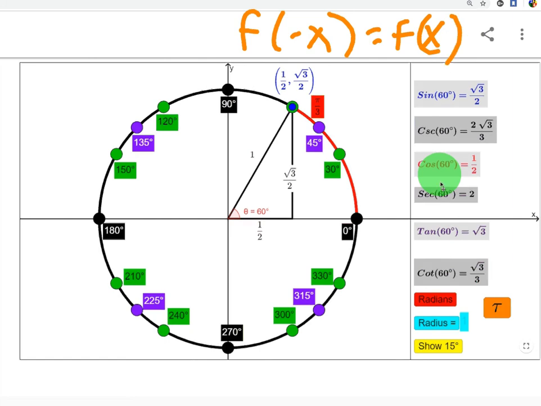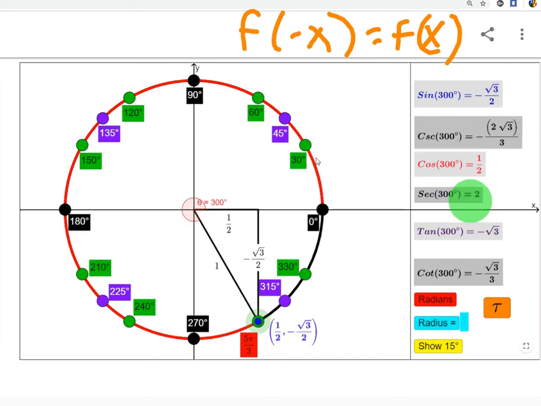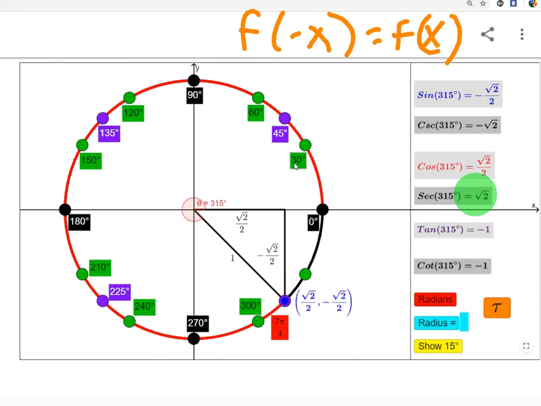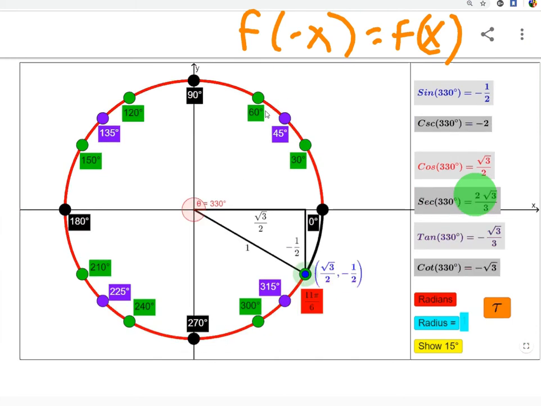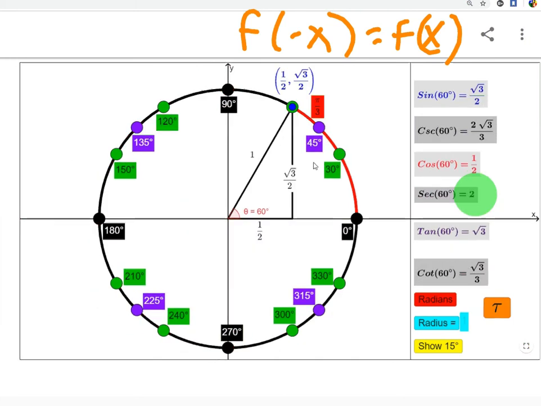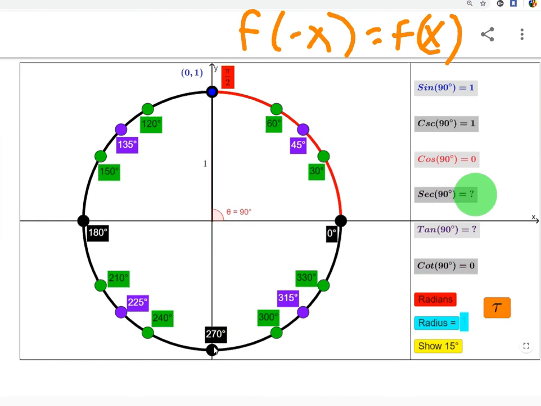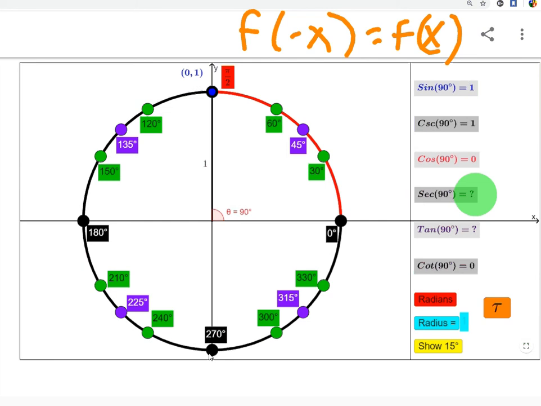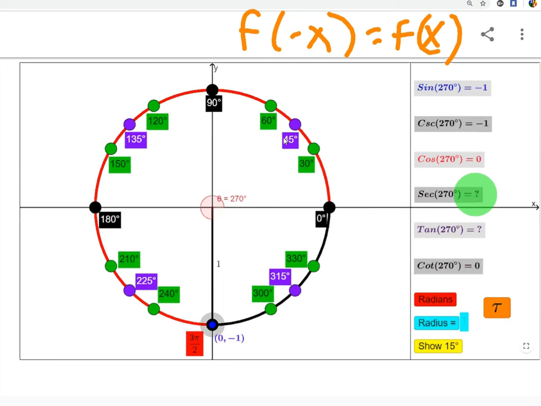But if I go down here to my secant value and switch my angle from 60 to negative 60, notice that the secant stays the same. If I go from 45 to negative 45, the secant stays the same. If I go from 30 to negative 30, the secant stays the same. Doesn't matter if I go from 90 to 270, the secant's still undefined. So by making the negative angle, it stays the same for secant.